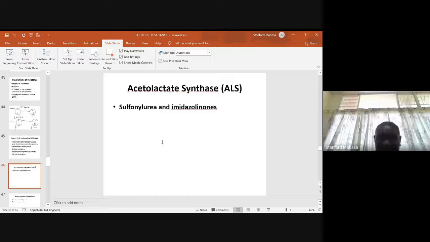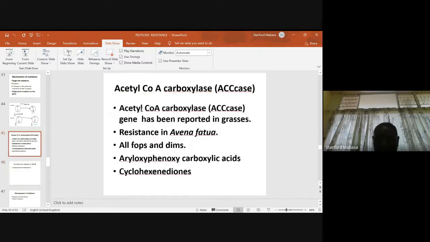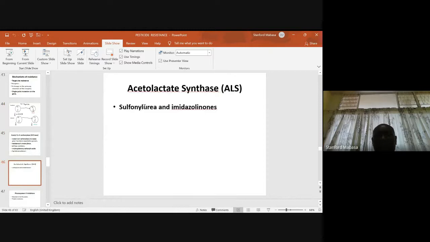Also, acetolactate synthase. We've got the sulfonylurea and the imidazolinones. These are a group of herbicides which can also kill some grasses. But they can only kill if they can combine with this enzyme. In other words, we are having this sort of structure here. That's why these herbicides will fail to kill grasses, because they cannot fit into the acetolactate synthase.